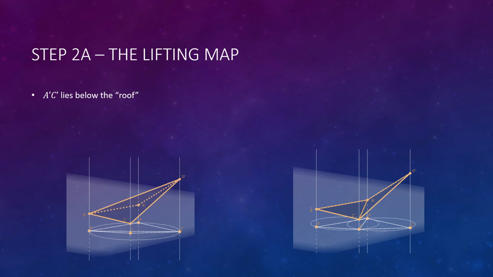And because we, in a way, lower the figure, the volume decreases after each flip. In fact, it decreases exactly with the volume of A prime, B prime, C prime, D prime, because we simply remove that tetrahedron from the figure. So the volume decreases and decreases strictly. So this means that at some point we will have to stop, because the number of configurations or the number of triangulations is finite.